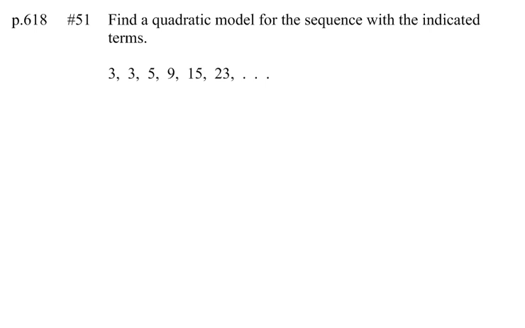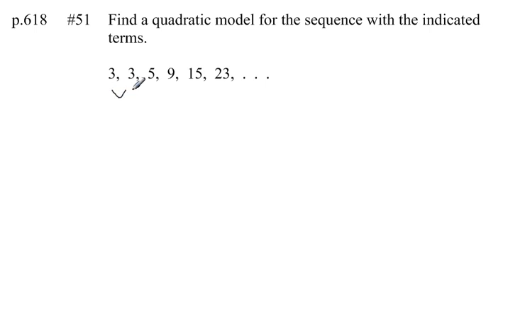Page 618, number 51. Find a quadratic model for the sequence with the indicated terms. We're given the terms 3, 3, 5, 9. We can see it's not arithmetic, because we don't add the same thing every time. It's not geometric, because we don't multiply by the same thing every time. So it's going to be some other model.